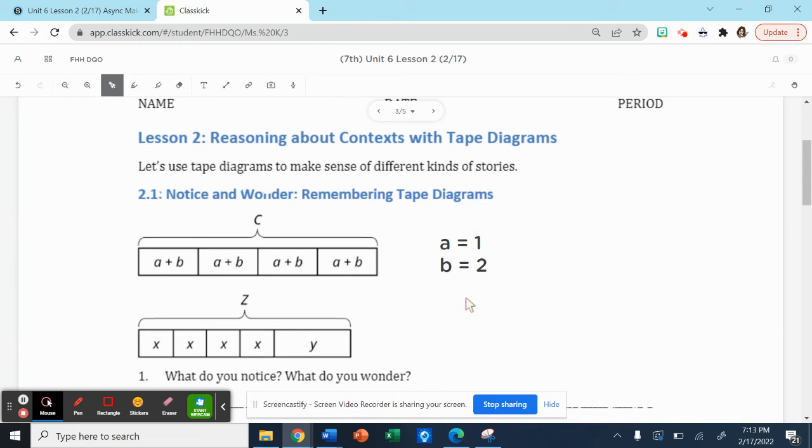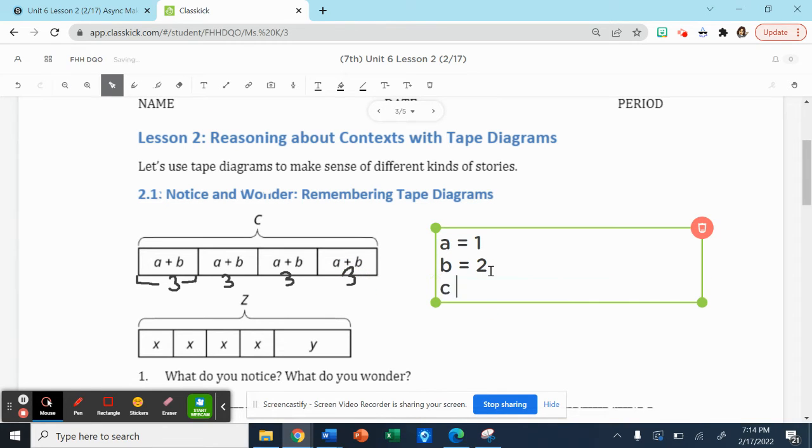I know that if I combine A as 1 and B as 2, then the value of each individual box will simply be 3. That means that I can't pick any value as C. C has to be 4 groups of 3 because I've already decided that A and B are 1 and 2. So A is 1 and B is 2, which means I'm adding 1 plus 2 for 3, and I have 3, 3, and 3. And so that means that C has to be equal to 12 because C represents 4 groups of 3, which is 12.